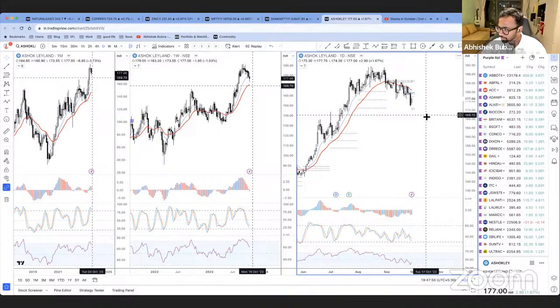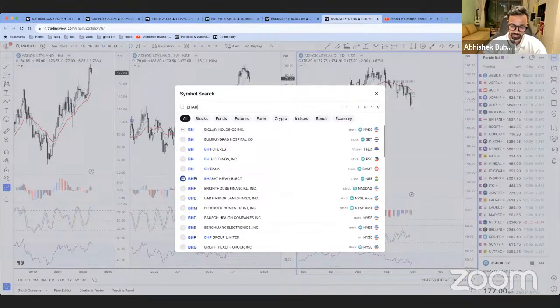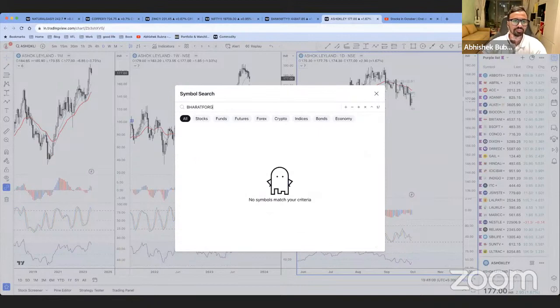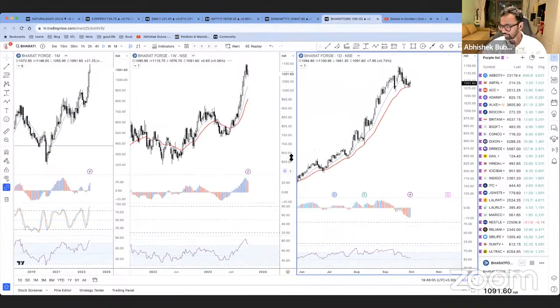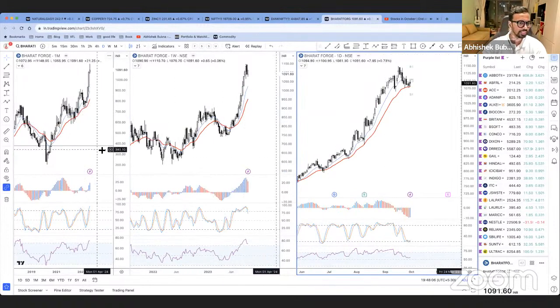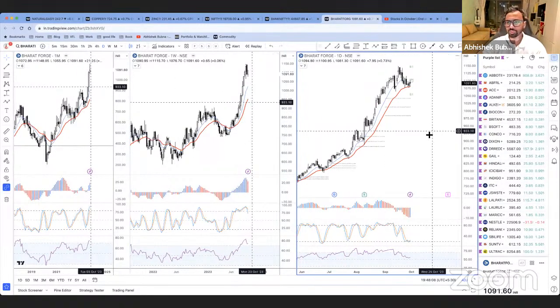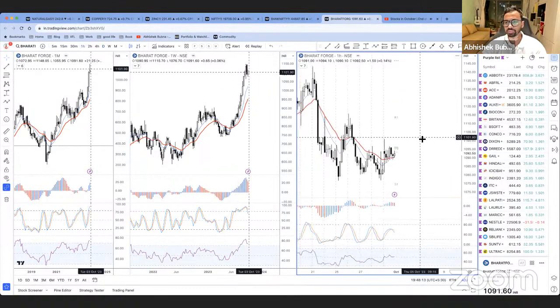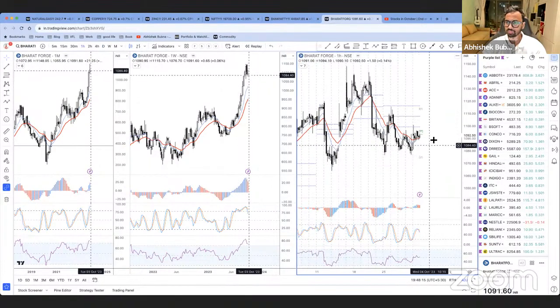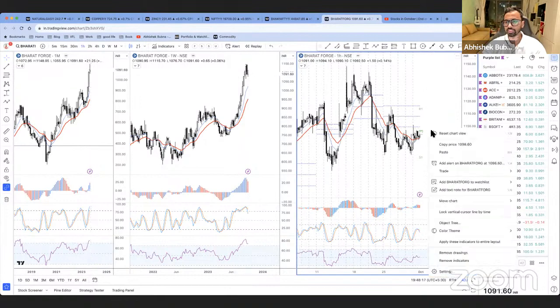अब इसमें नहीं है. भारत फोर्ज, Bharat Forge monthly looks all right. Weekly is also okay. Daily at EMA wala trade hoga. So daily at EMA, this is why I did not do the scan. Yes, sure. You can set an alert here. Let me put an alert.